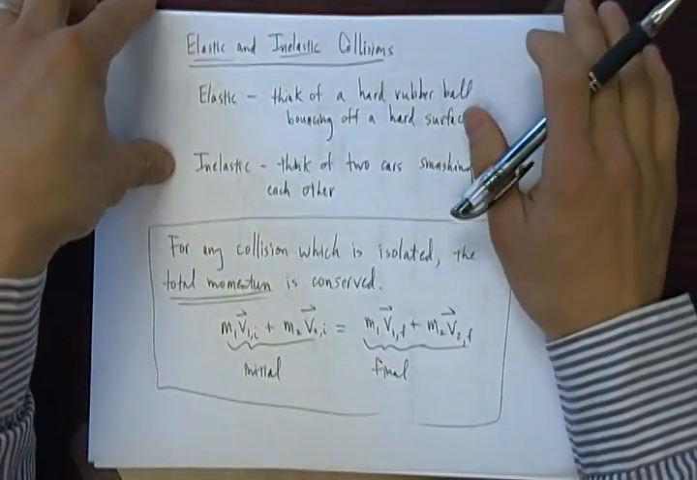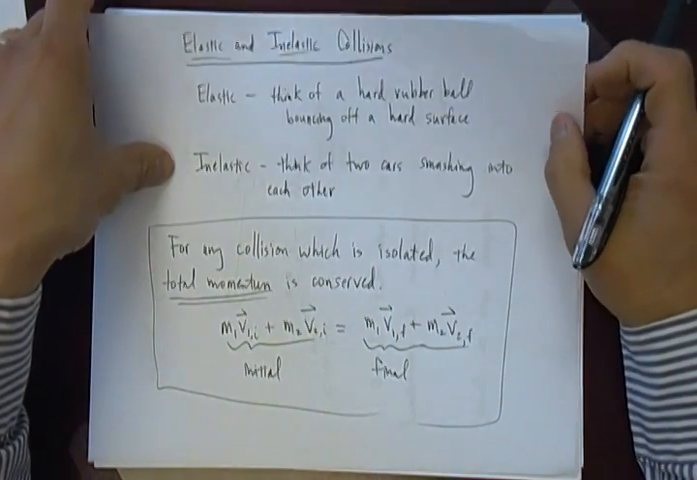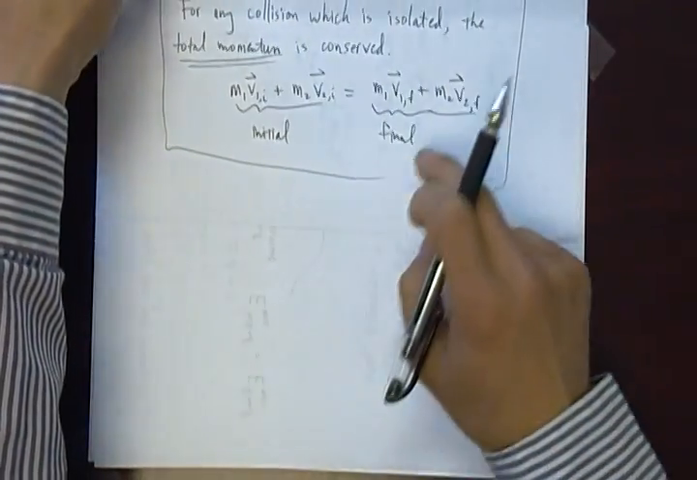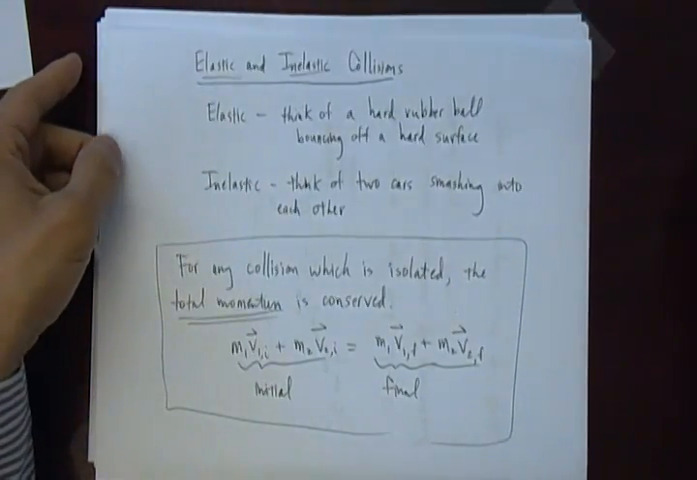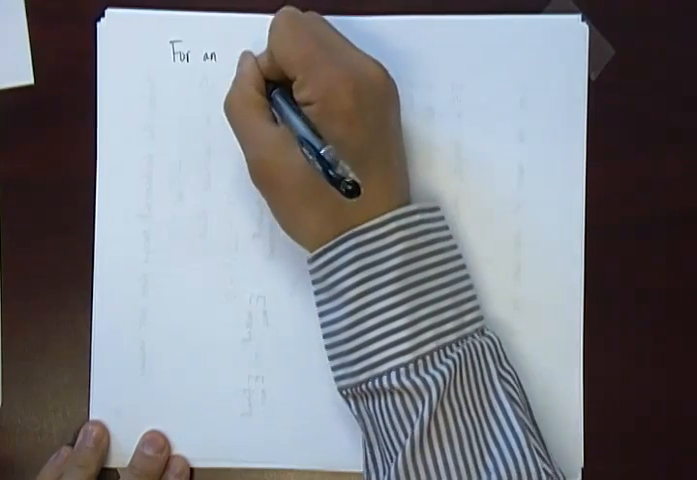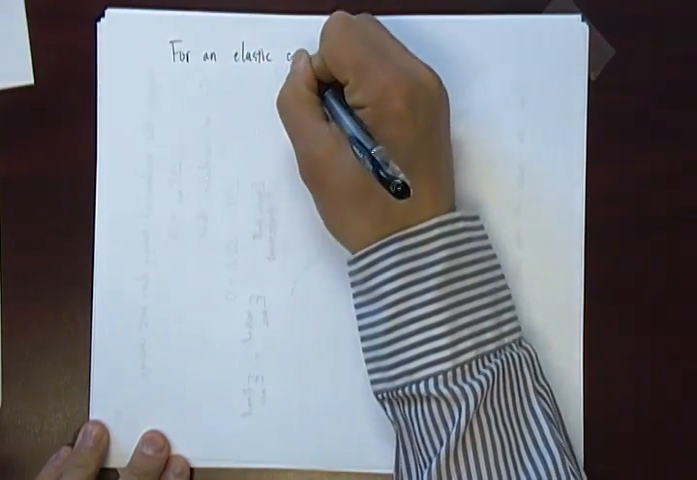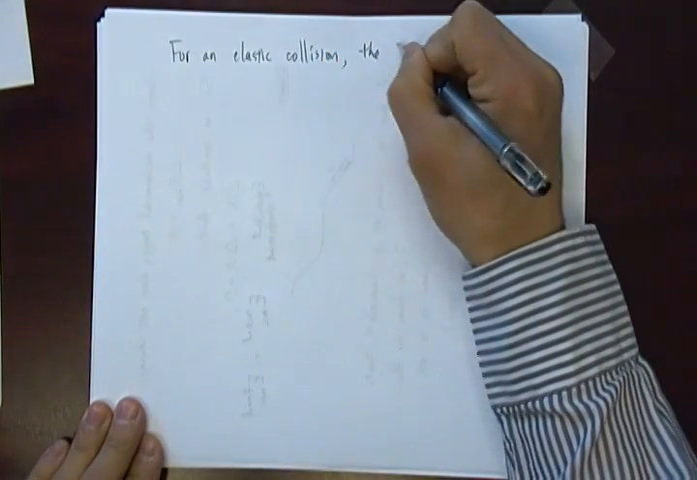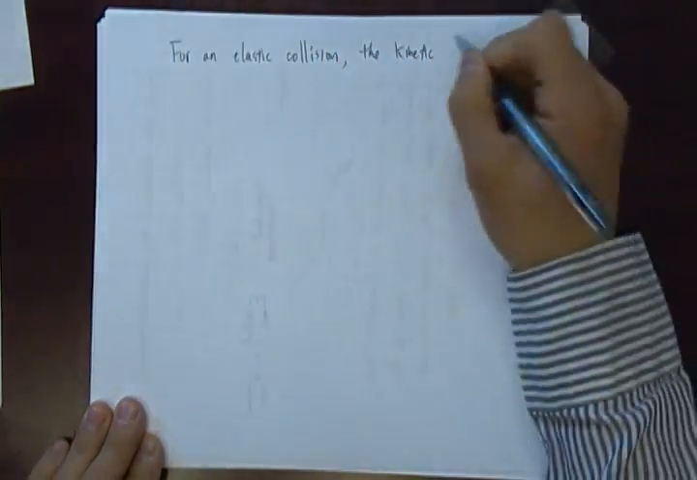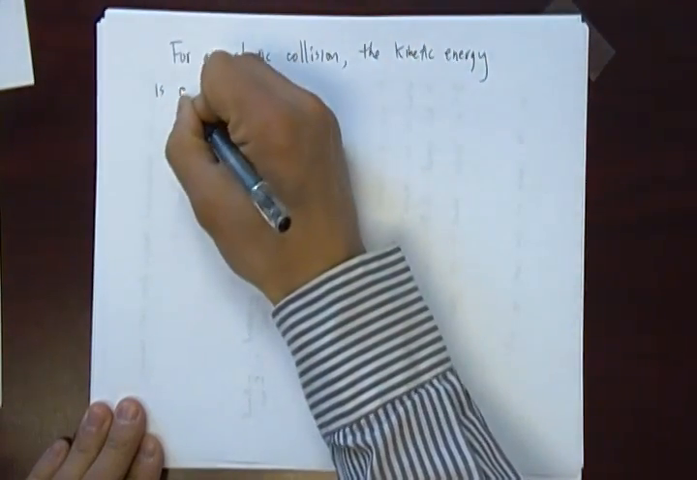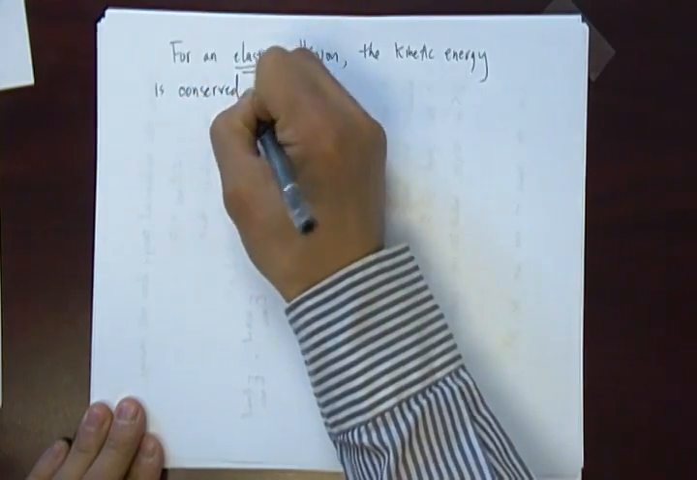Okay? Now what I'll talk about is what additional equation you can use. For the additional equation, you have to know what kind of collision you have. Is it elastic or inelastic? So you start with momentum conservation, and what else can you do? For an elastic collision, the kinetic energy remains the same. Kinetic energy is conserved. Okay, so this is only for an elastic collision.